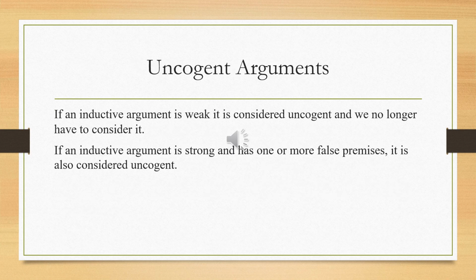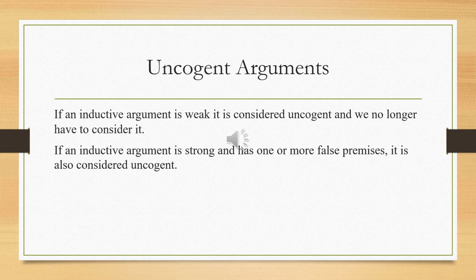Inductive arguments can be uncogent, first of all, when they are weak. Automatically, a weak argument, if we determine it's weak, is automatically uncogent. That's why it's a nice first test. Is the argument strong or weak? Well, if it turns out to be weak, we can ignore it. If it's strong, then we have to go on to the second test.